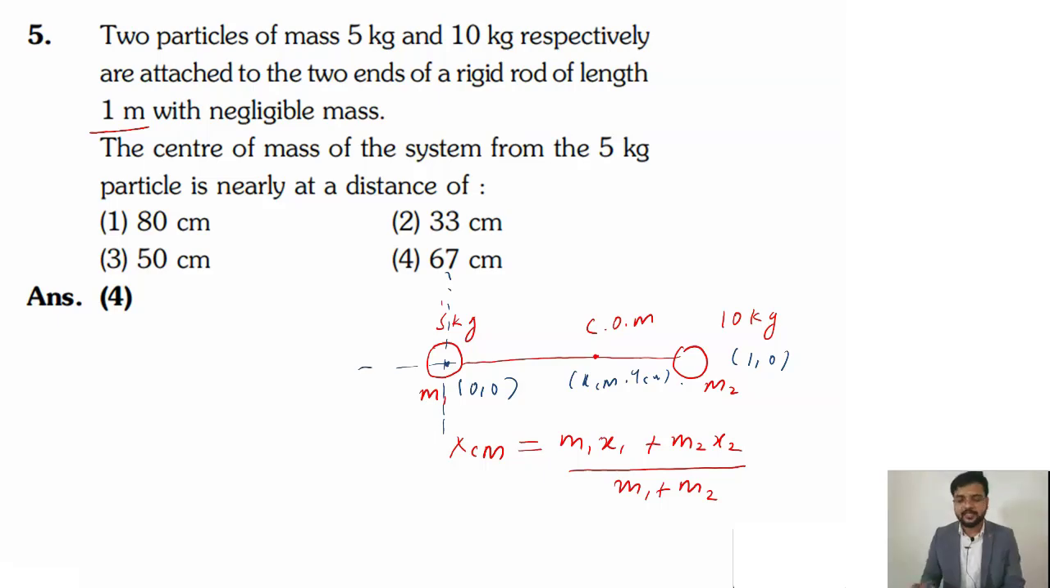Okay, this entire system we are putting on the x-axis, that's why the y coordinate will be 0 here. So the only thing we need to find over here is the x coordinate, correct? So let's see what we will get after putting in the values. See the m1. What will be the m1 value here? The m1 value will be 5 over here.